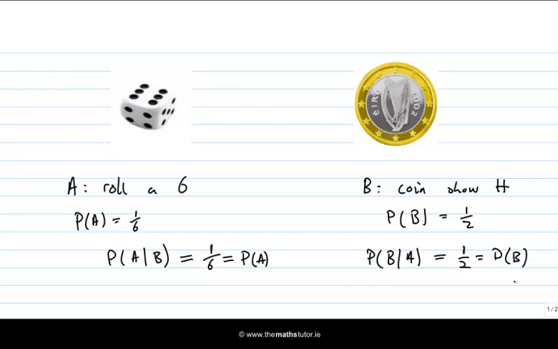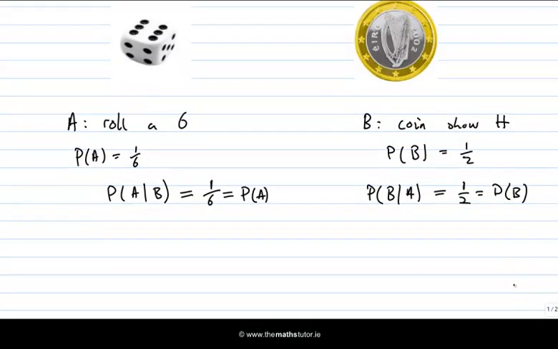Now, just to contrast this situation with another situation, let's pick another event, and I'll pick an event concerning the die roll. Let's say that event C is rolling a number that's at least 4. Okay, so rolling a 4, 5, or 6. So again, we know that the probability of C is 1/2. Okay, because there are 3 successful outcomes there and a total of 6 equally likely outcomes. So we get 3 over 6, which is a half.